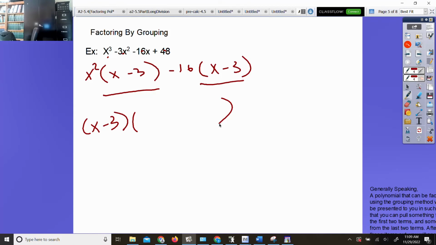If I pull x minus 3 from x squared times x minus 3, what's left over? X squared. And if I pull x minus 3 from negative 16 times x minus 3, what's left over? 16. First set is the common factor. The second set is the stuff left over. All right? That's how it works. First set is the common factor. Second set is what you have left over.